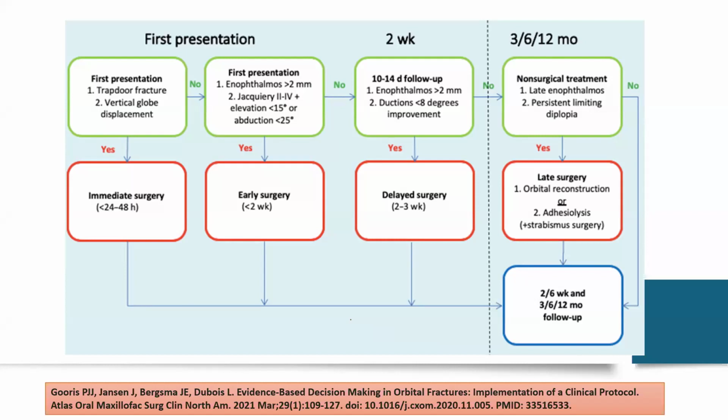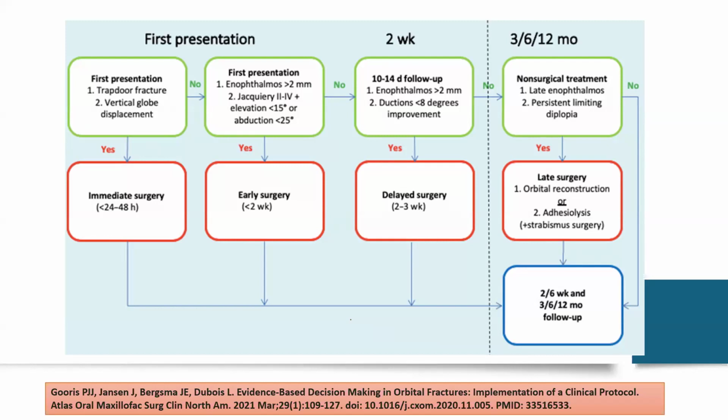Who are the patients who can be taken up after 2 to 3 weeks? Those who have more enophthalmos, which means the patient is developing enophthalmos of more than 2 mm, with less than 8 degrees of improvement in the restriction. The late surgery is for late enophthalmos or persistent limiting diplopia. This term is a little marginal; we'll discuss this diplopia thing later. Late surgery involves orbital reconstruction, and may also include strabismus surgery as well.